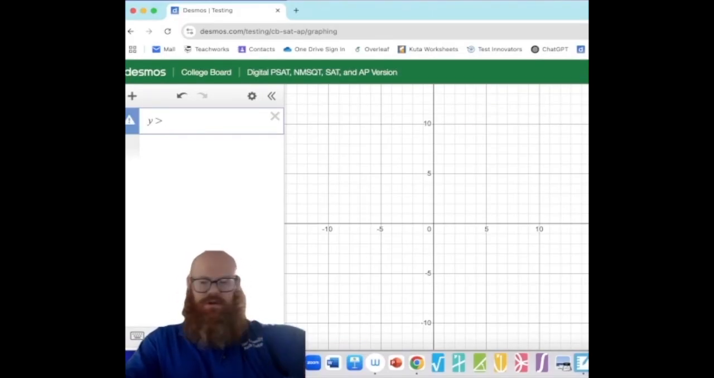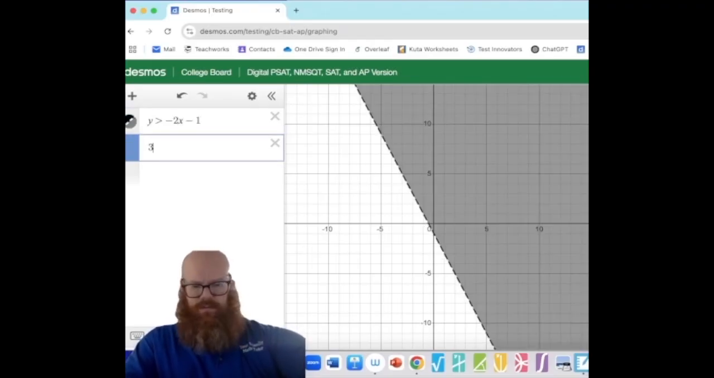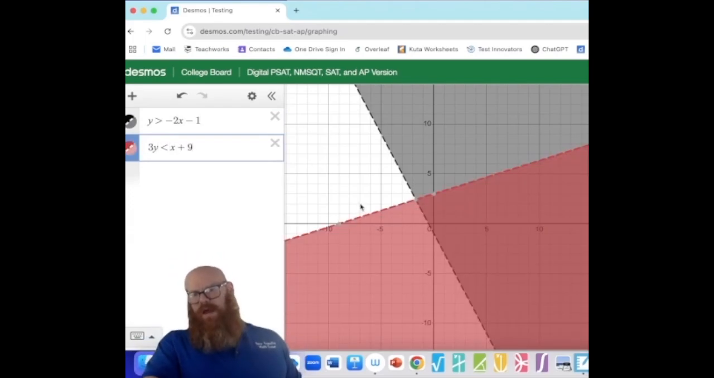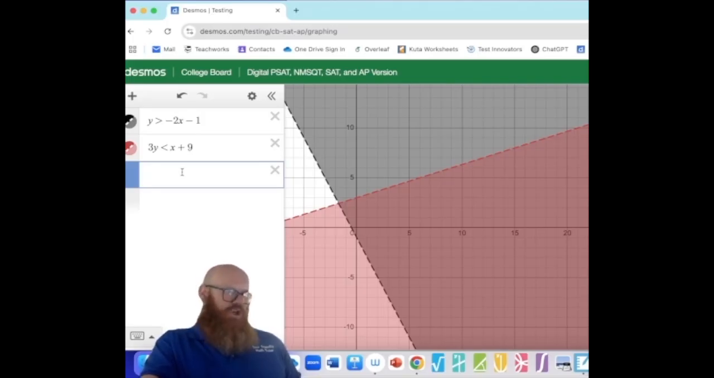So y is greater than negative 2x minus 1, and then 3y is less than x plus 9. And what we have to realize is that the answer is over here in the double shaded region. All right, that's the solution region or the solution set. So which could be true for the whole system.